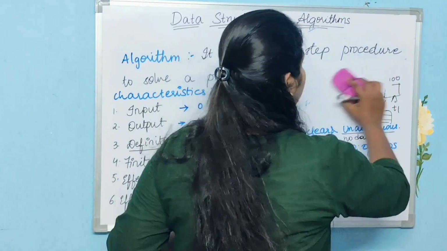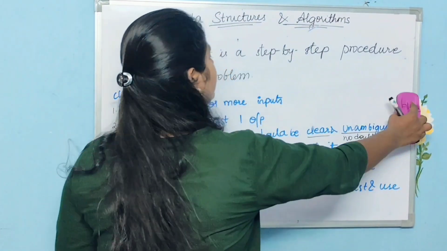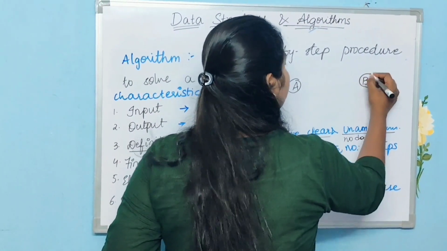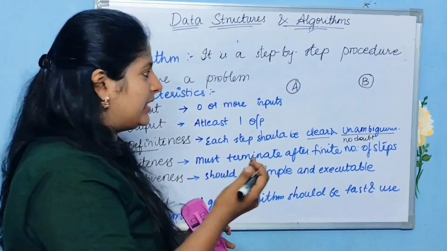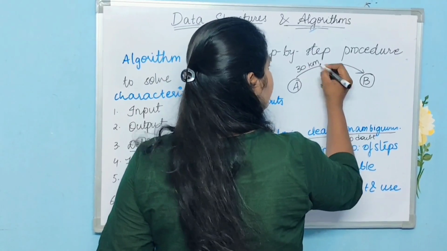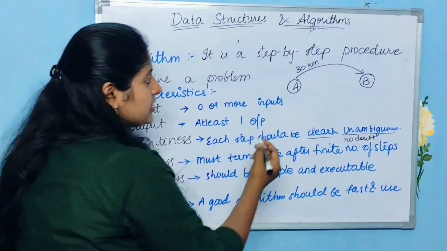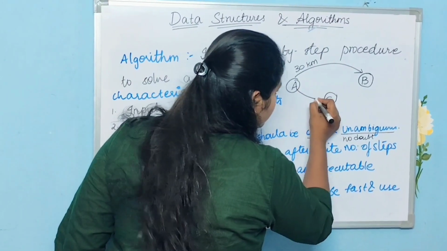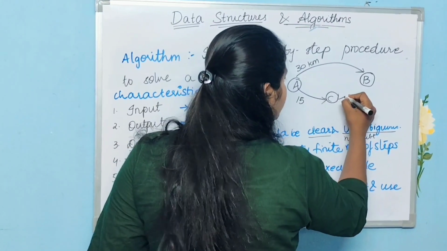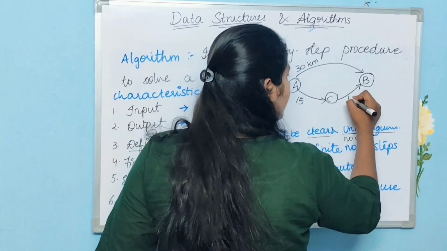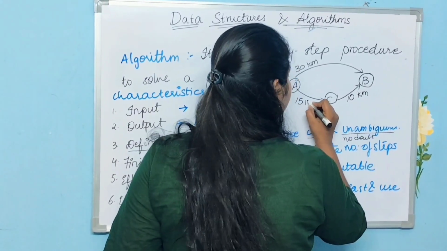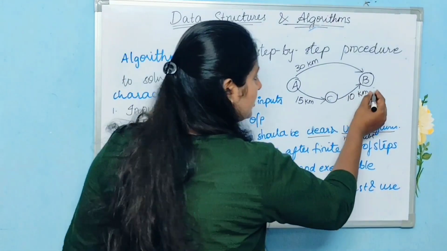Say for example, let me come to a real-time example. I want to go from location A to B. To go from A to B, if I take 30 kilometers, and I have another option also. There is a location C. If I go to C from A, I will take 15 kilometers. And if I go from C to B, I'll take around 10 kilometers. Which one will I prefer? I will prefer this route, right?